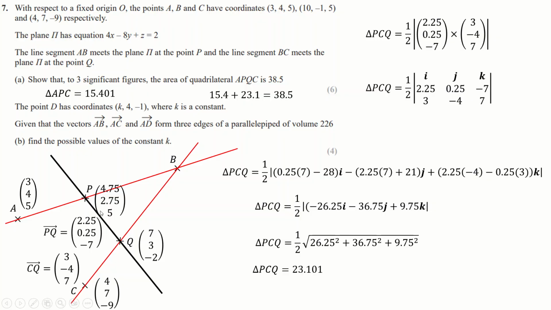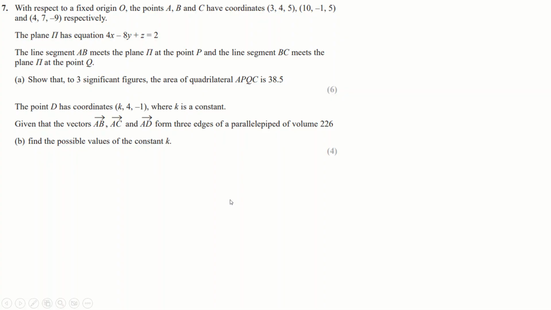The mark scheme found the area ABC, again by just crossing those two together and halving, and then took away the triangle BCQ, which I quite liked as well. But yeah, there were probably lots of other ways you could have done that as well.